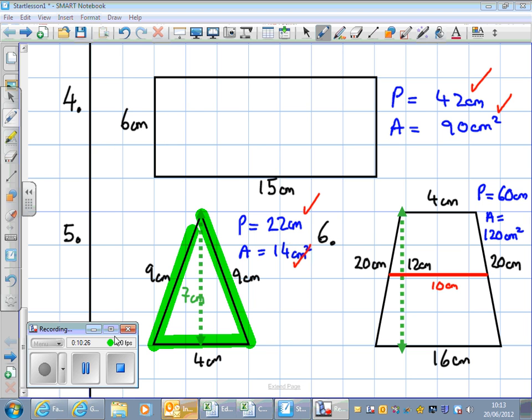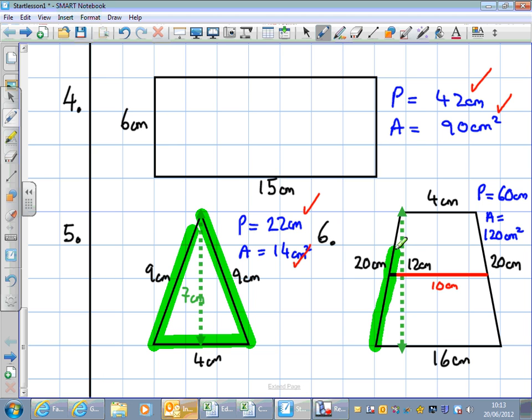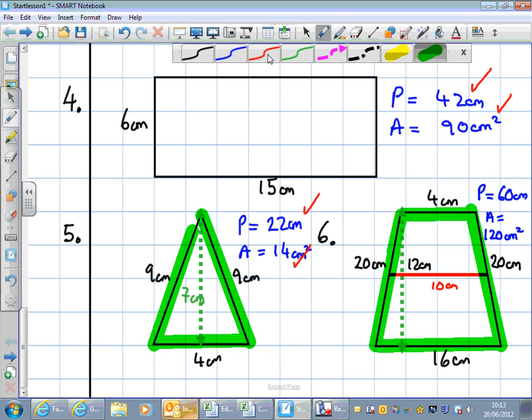Now, question 6. Let's just go through this. It's a perimeter. So it's going to be 20 centimetres, add 4, that's 24, add another 20 is 44, add 16, whoops, went a bit awry there, let's try that again. 44 add 16, 60 centimetres.